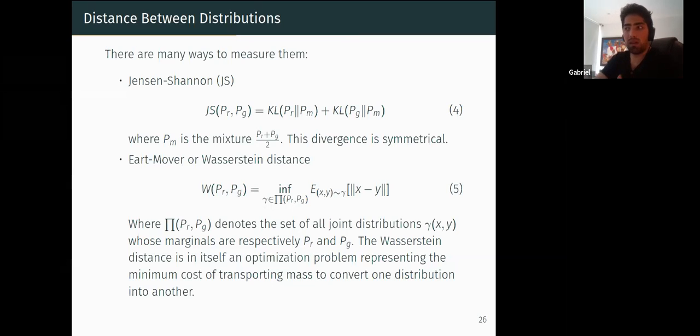Why does it matter that we choose the right distance between distributions, which is what we are actually doing here? We're trying to make the distribution induced by our generator as close to the real data distribution as we want. So in that case, we need to choose the right distance for our intent. And why does it matter really?